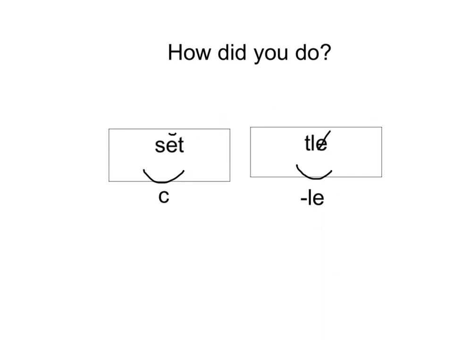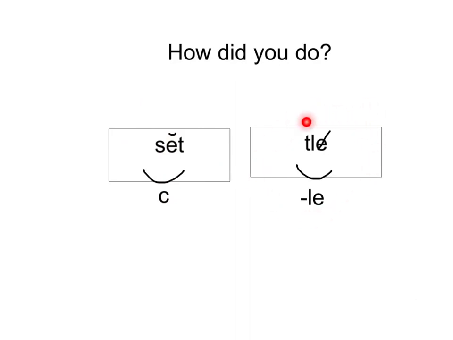Let's look at the first syllable. The first syllable is closed. It has a short vowel closed in by a consonant. You would have scooped it and written a C underneath the scoop and put the breve above the E to show that the E is short.